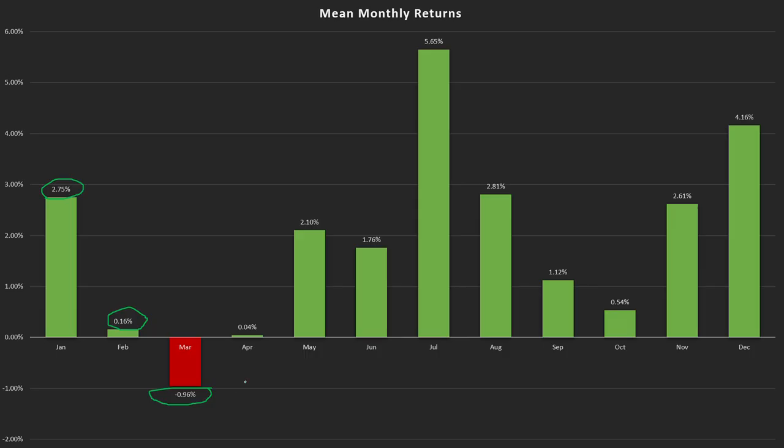So 0.96% negative overall is not too bad. April again a flattish performance of positive returns of 0.04%. And then for rest of the year, it seems that this sector gave quite good returns, with July being the outstanding of 5.65% and December with 4.16%, and so is August. So October again a flattish 0.54% returns.